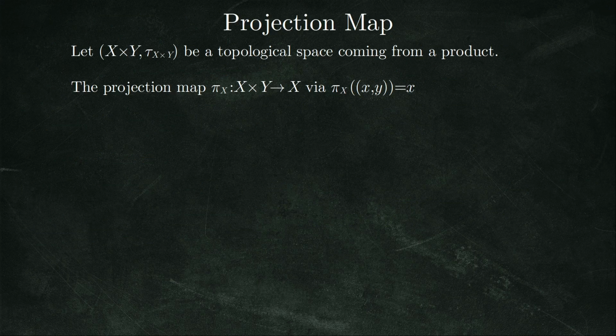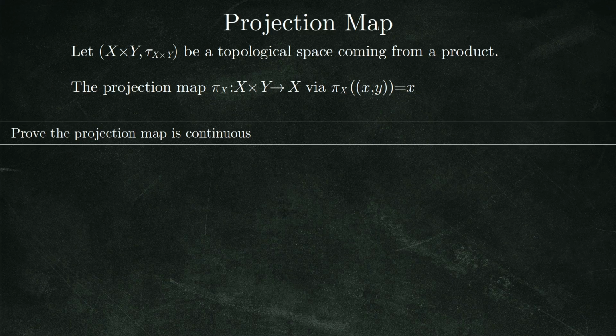Okay, we're now going to introduce the projection map. So if we have a topological space X cross Y, and this is a product space, then the projection map pi x goes from X cross Y to X, and it just gives us the x coordinate of our point in xy. Similarly, we could define a y projection map, or if we have multiple products, to whichever coordinate or whatever space we care about. Basically, it just ignores all the other coordinates and just returns the one we want.